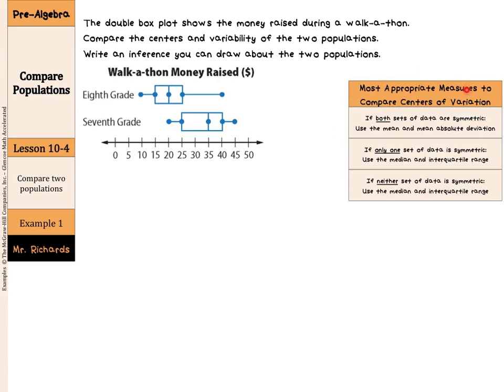The most appropriate measures to compare centers of variation. Now, if both sets of data are symmetric, you'll use the mean and mean absolute deviation. If only one set of the data is symmetric, you'll use the median and interquartile range. If neither set of data is symmetric, like we have in this case here, we'll use the median and interquartile range.